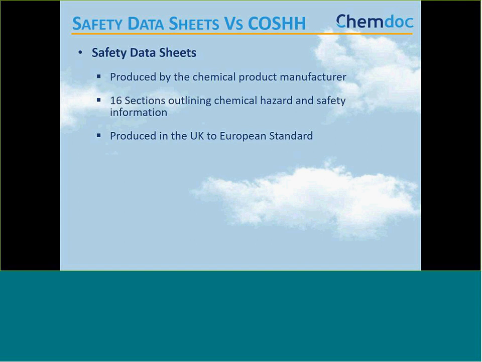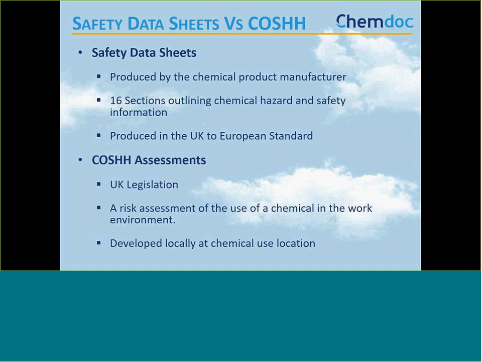So first of all, a safety data sheet is a 16-section document that is written by the chemical manufacturer. So you don't have to write this. It's written to a standard, and in the UK it's written to a European standard. There are 16 sections, and it is produced by the manufacturer.